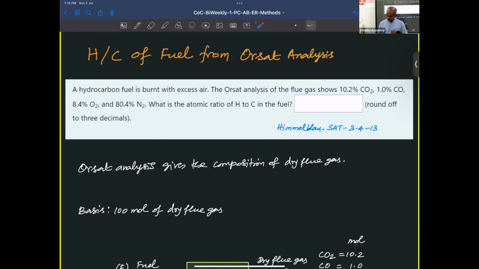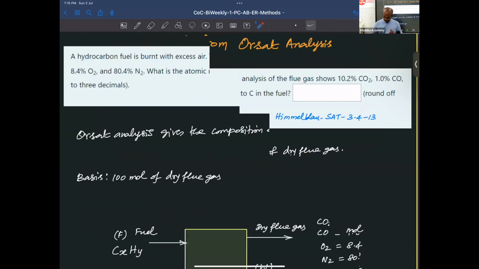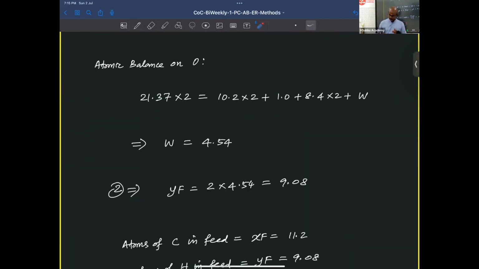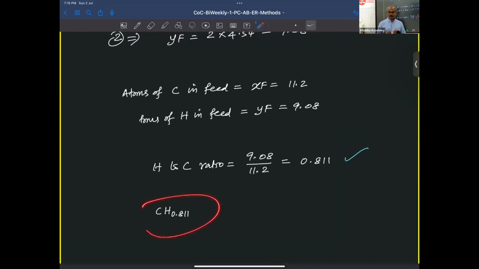You can simply take a snapshot of this question and try it yourself, and I will give you the answer. The answer is simply the ratio of H to C in the fuel. H to C is 0.811.